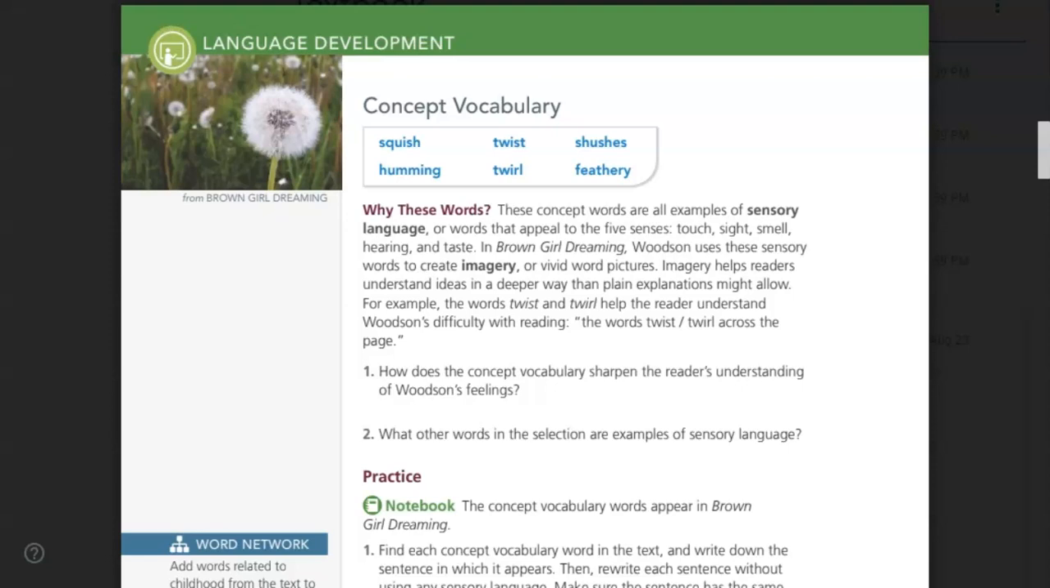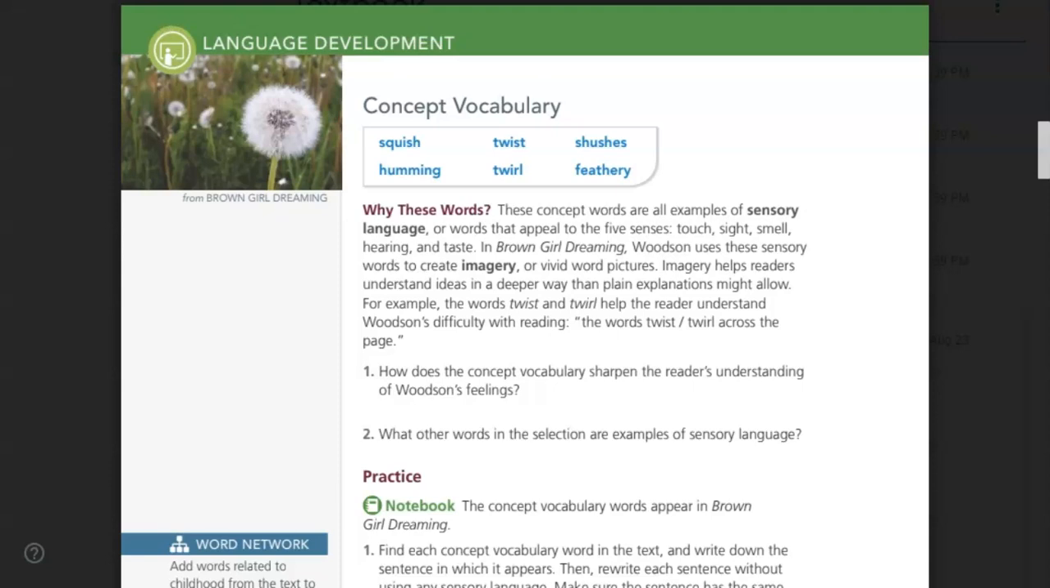Squish is something you do with your hands. Twist is a motion, right? Shush is shh. Humming. Mm-hmm. Twirl is, again, kind of like a twist, but it's a little bit different. It's like a whole 360. Feathery is something that's soft, feels like a feather, right?